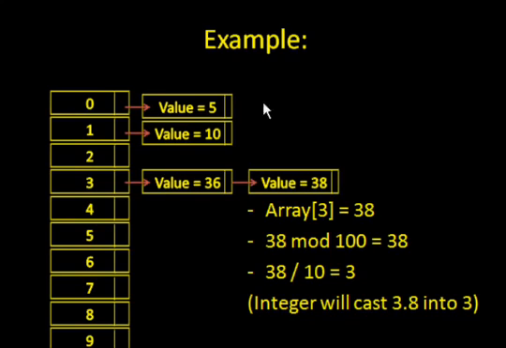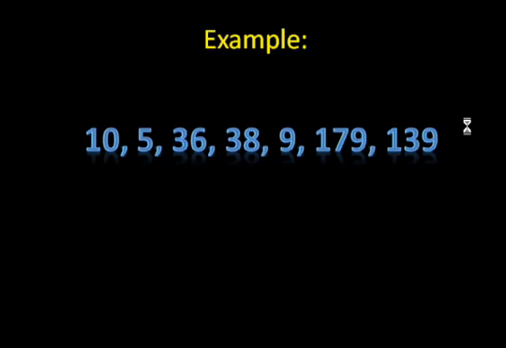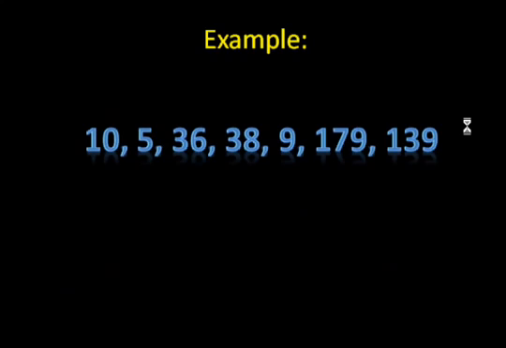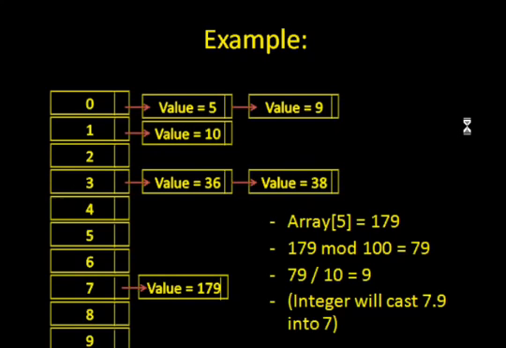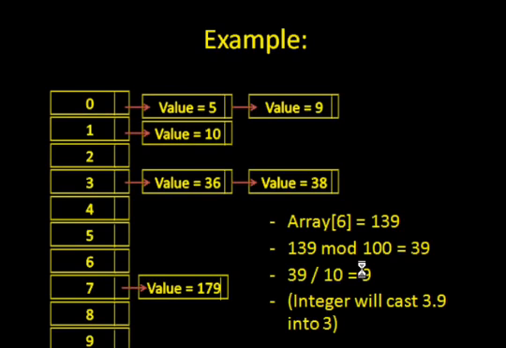9 mod 100 will be 9. 9 divided by 10 will be 0. So we put it in the 0's column. 179. 179 mod 100 will be 79. 79 divided by 10 will be 7. Sorry, 7. That's a mistake there, my apologies. 139 is the last one we have. 139 mod 100 will be 39. 39 divided by 10 will be 3. And so we put that also in the 3's column.